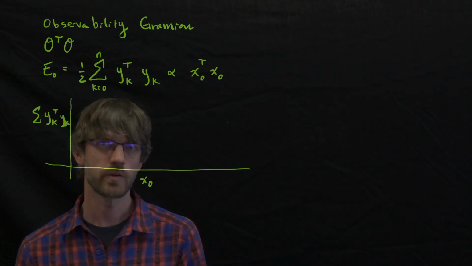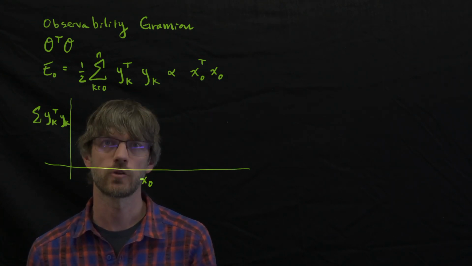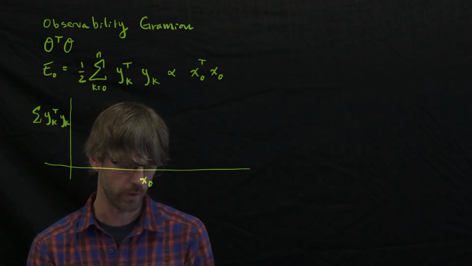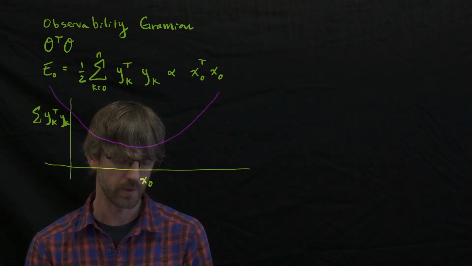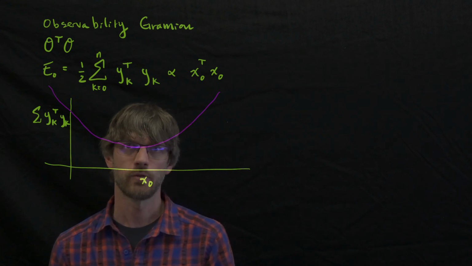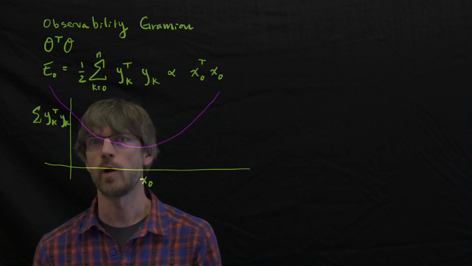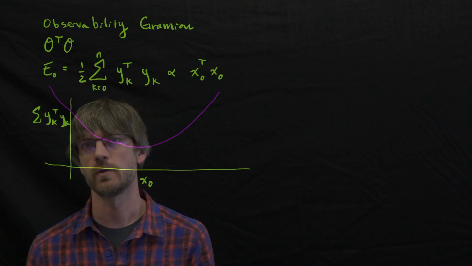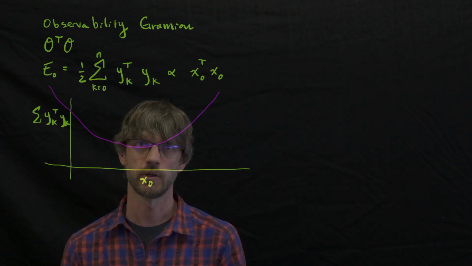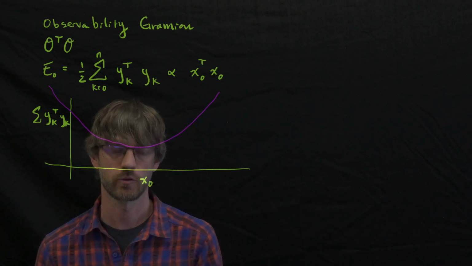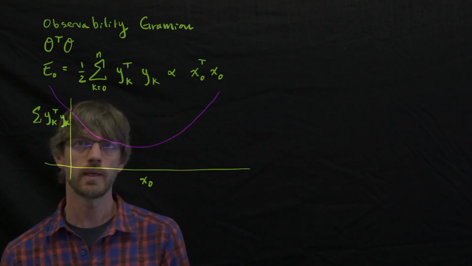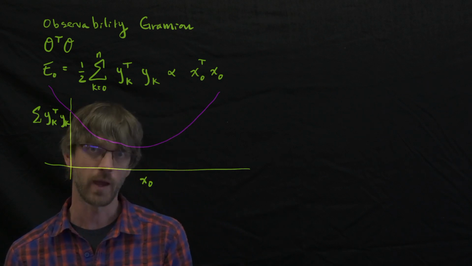Now, because our sum of our measurements is going to be proportional to the initial condition transpose times itself, it's essentially going to have something that looks like a quadratic. It'll have some shape like this. So if we analyze the curvature of that graph, that will tell us how sensitive our output measurements are to our specific choice of initial condition. Or rather, if you made small changes in the initial condition, how much would those outputs change by? That's what we're after.